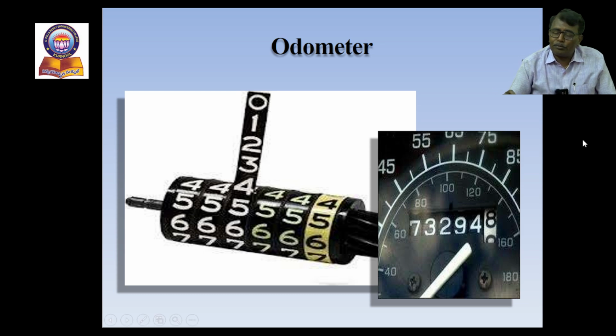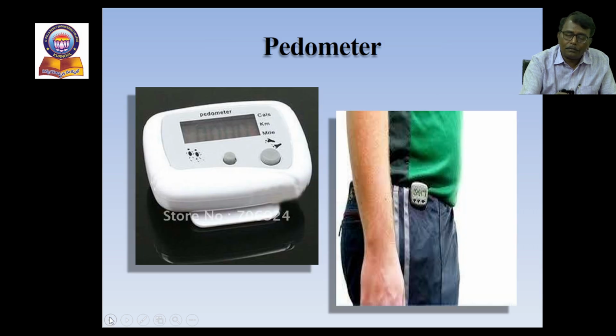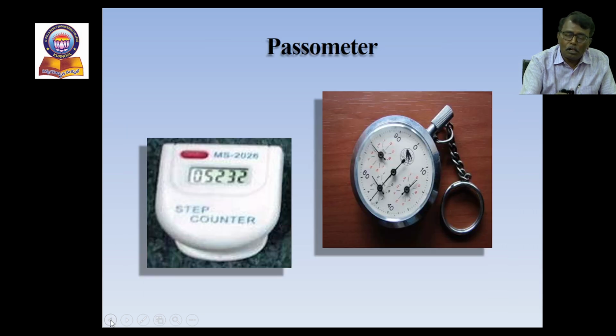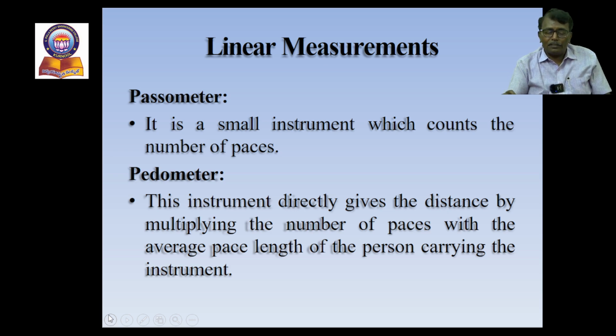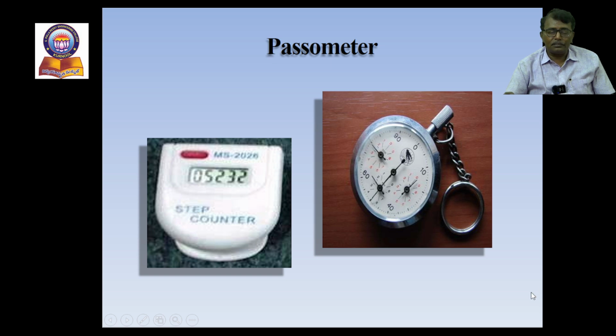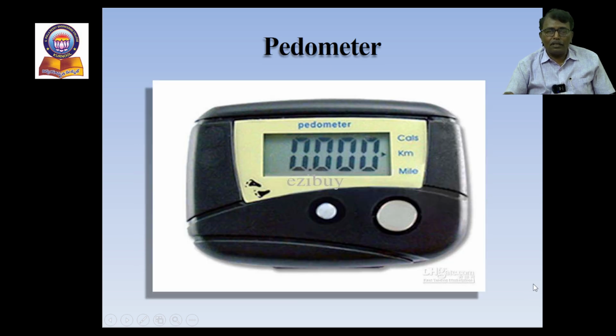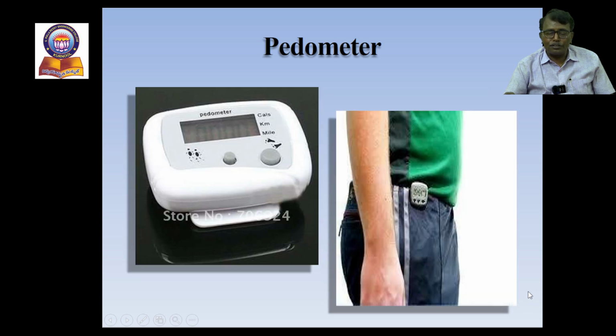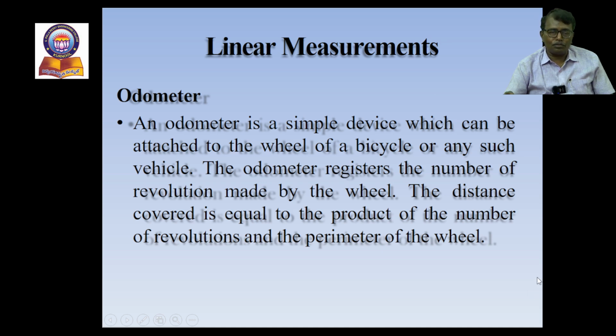The next type of instrument is the odometer. The pedometer directly gives the distance by multiplying the number of paces with the average pace length of the person carrying the instrument. That is a passometer. The pedometer is another instrument which can be fixed to the body, and it counts and gives the distance directly. Next is an odometer.